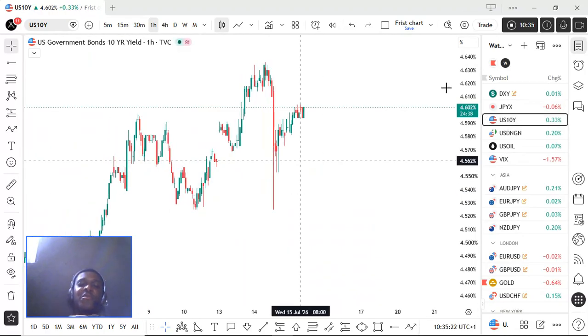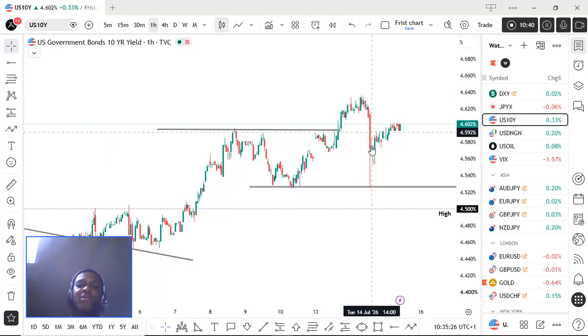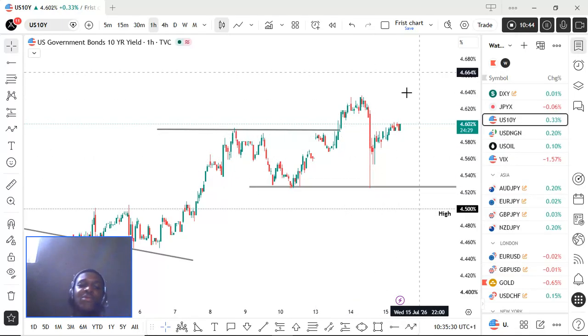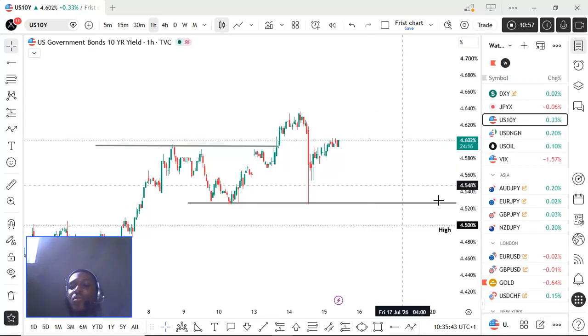Obviously what the market did was just a retracement. When the data came out poor, the market just retraced, used that as a retracement, and now the market is going higher. Yield is still strong, so that means gold will still be going down. If you want to trade gold, you have to be monitoring yield. Yield is still high, gold will still be going down, so we don't have any problem shorting gold for now.